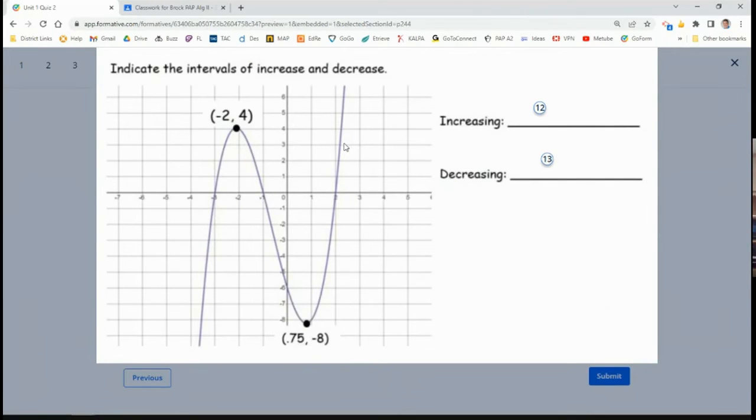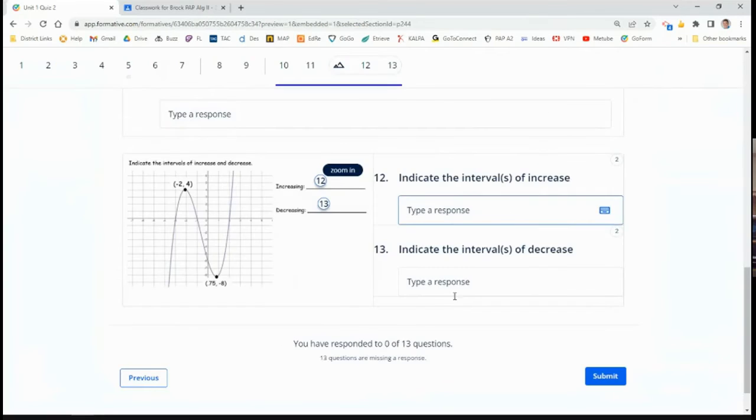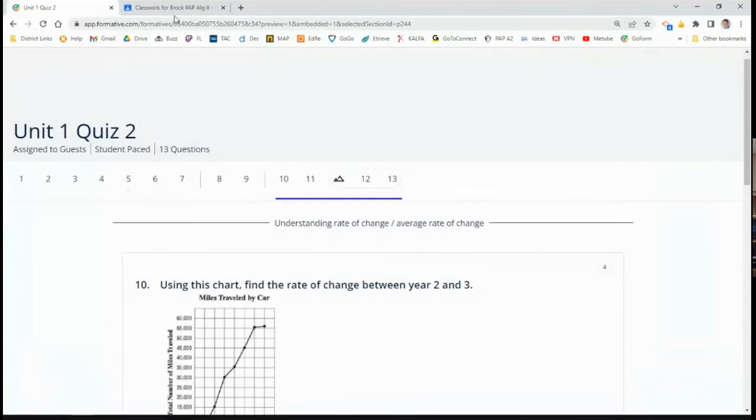When is it going up? When is it going down? And if you look at that carefully, it's going up more than once. So there's more than one interval of increase. So, all right, that is what the quiz looks like.